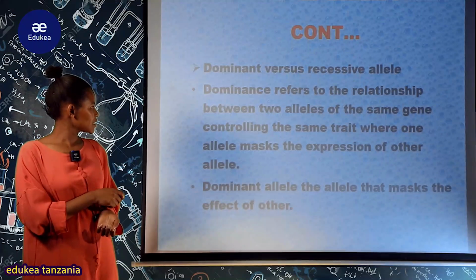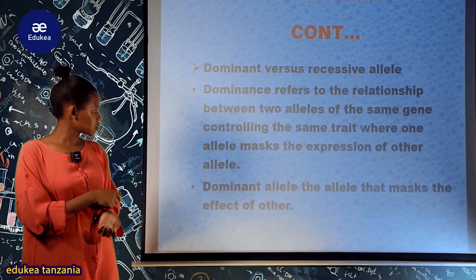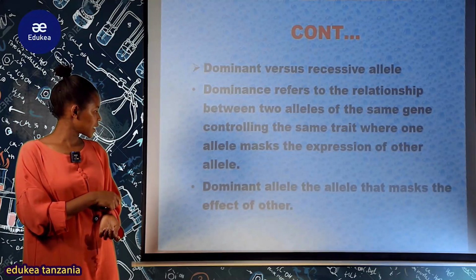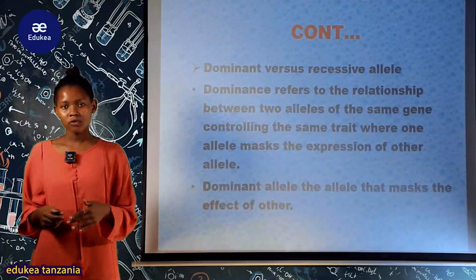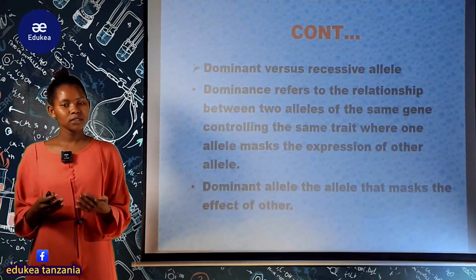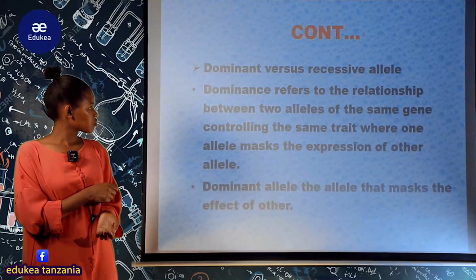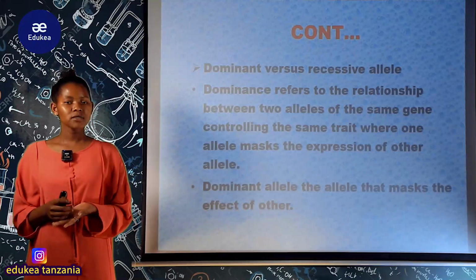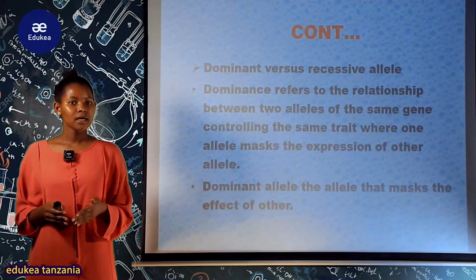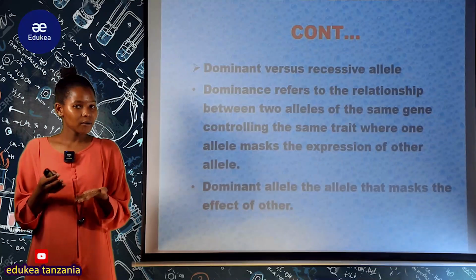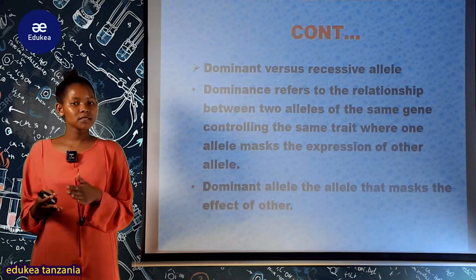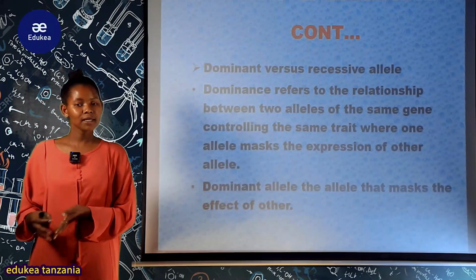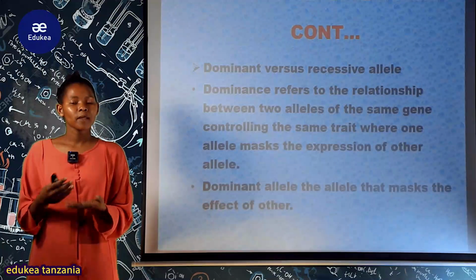Dominance refers to the relationship between two alleles of the same gene controlling the same trait, where one allele masks the expression of the other allele. When we talk about dominance, we mean the relationship between two alleles on the same gene, where one allele masks the expression of the other allele. So the allele which masks the expression of the other allele can be referred to as dominant.